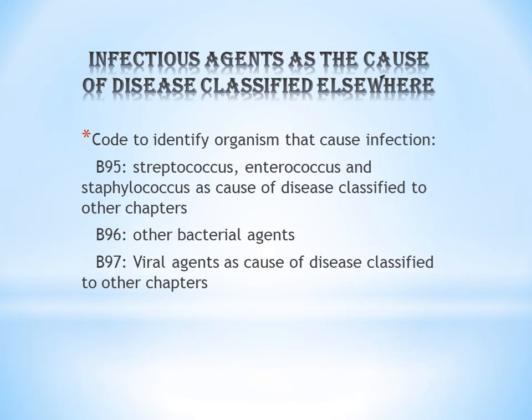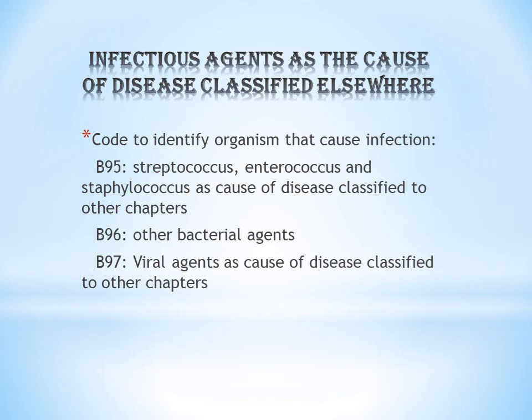Next one is infectious agents as the cause of disease classified elsewhere. The codes for infectious agents are B95, B96 and B97. These codes are never given as principal codes. They are always used as additional codes to identify the organism which is causing the infection.